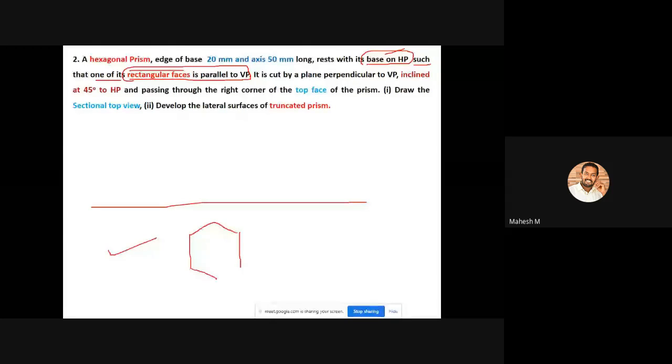Okay. If this is the hexagon for this problem, how will the rectangular face be parallel to VP? If it is a prism, each edge will be called a rectangular face in the top view. So whether this rectangular face is parallel to VP or else perpendicular to VP. So look at this. If you are projecting up to this reference line, this is perpendicular.